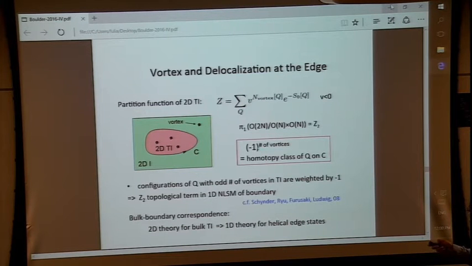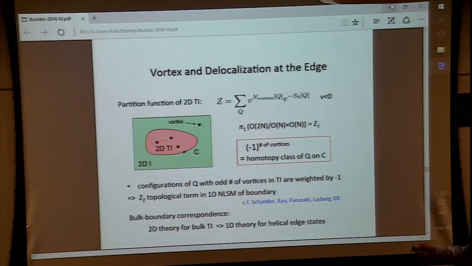Basically, the parity of the number of vortices, whether I have an even or odd number of vortices, matters. Actually, sorry, I'm not saying it right. Let me first say the following. When there's an odd number of vortices inside the topological insulator region, it implies that the order parameter along the boundary also winds.